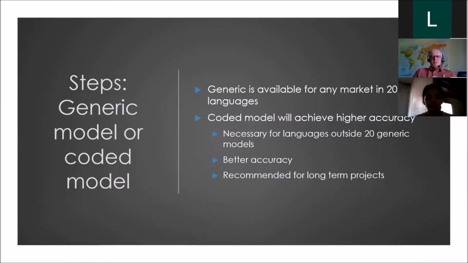So we talked a little bit just now about the generic and the coded model. So the generic model, as I said, it comes in 20 languages. If we use the coded model, you would need that if it's outside the generic model. You will get that higher level of accuracy, and it's a recommended route to take if you're planning on a long-term project. If you're just trying to get a sort of dipstick, as it were, of a count at a particular time of what activity is, or you're looking retrospectively at what's been going on in the last 3 or 6 months, the generic model might be all you'd want to get that feel for what's going on in social media.